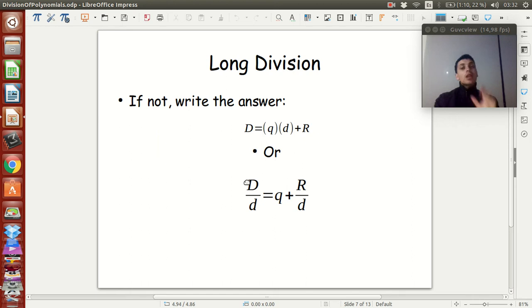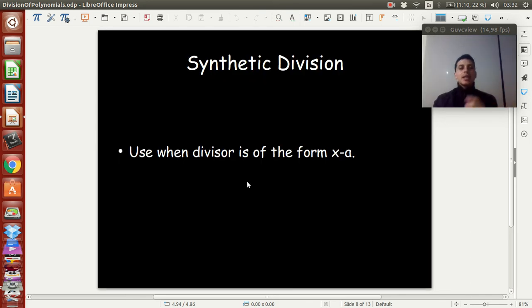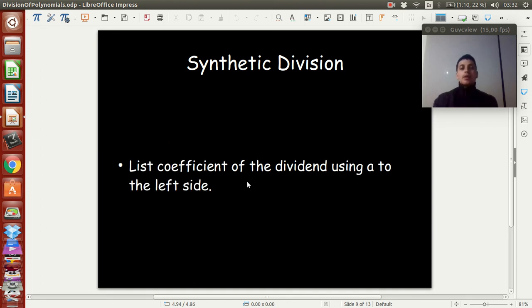So this is about long division, but there's another method. The other method is synthetic division. And synthetic division can only be used when the divisor is of the form x minus a. If it's not in the form x minus a, you cannot use it. And what do you have to do? You have to take just the coefficients of the dividend and list them horizontally, and to the left, you have to list a. Put a.